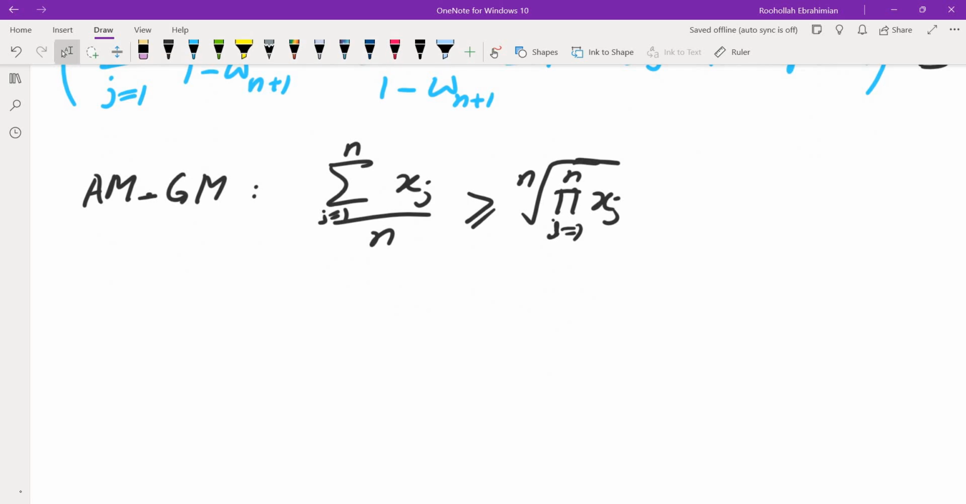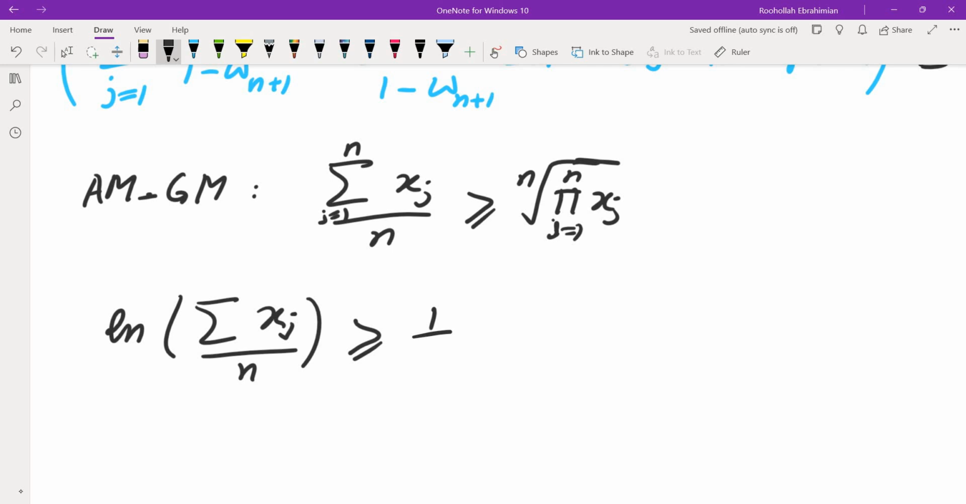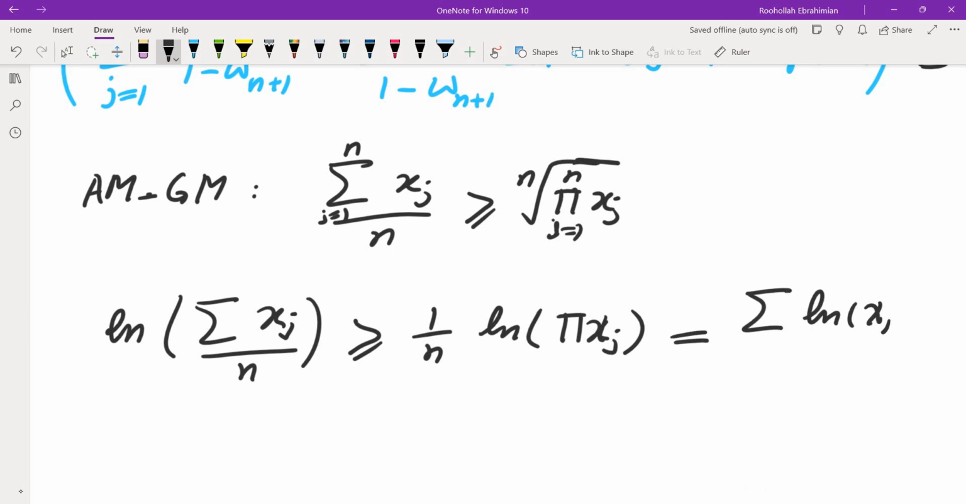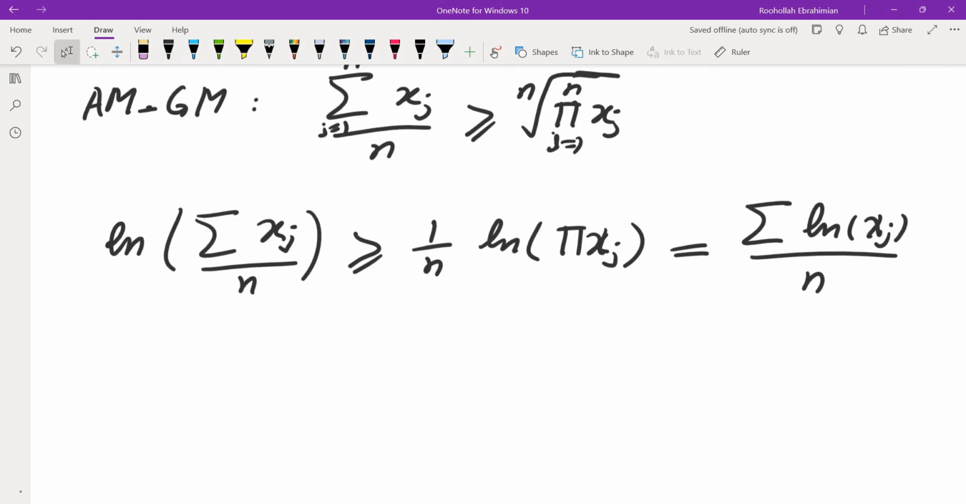The key here is that we need to find a function that is convex and then apply this. If you take the natural log of both sides, you get the natural log of the sum of xj over n is greater than or equal to 1 over n times the natural log of the product of xj. But the natural log of a product can be written as the sum of the natural log of xj, over n. Now the weights would be 1 over n.